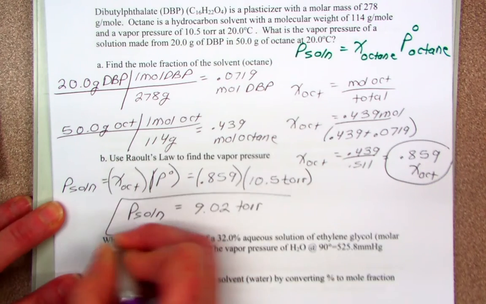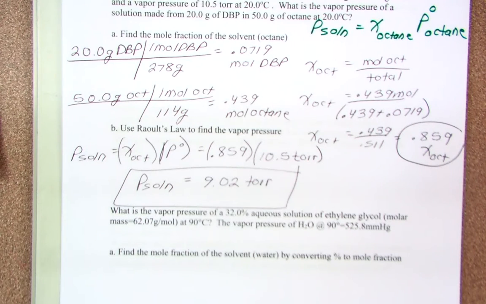Now, I ask myself, does that seem like a reasonable answer? Well, I know that the solution's pressure is going to be lower, it's going down, and I know that it was 10.5 to start, so yeah, 9, it went down, that seems like a reasonable answer. If I came up with 14, I'd think something was wrong because it was higher.